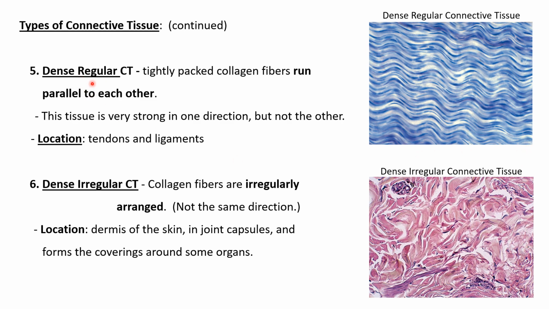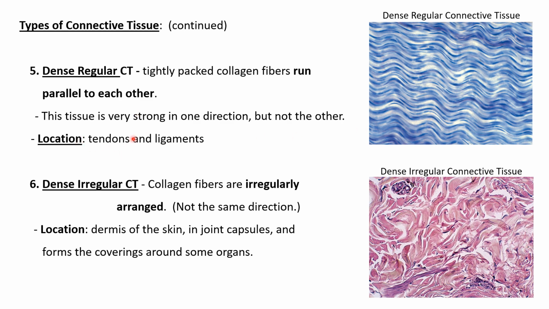Now look at the difference for dense regular connective tissue. The collagen fibers run all the same direction. They're all parallel to each other. So it would be very strong if you pulled from here to here and you stretched out that tissue. It would be very, very strong. But if you pulled from the top to the bottom, those fibers would easily split apart, so that whole tissue would split apart.